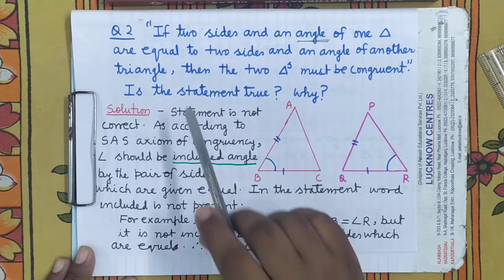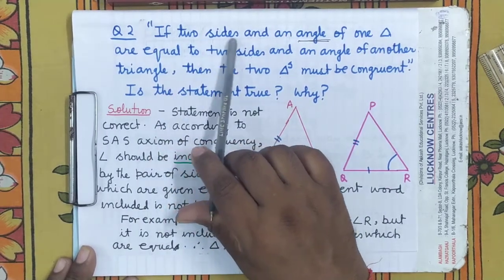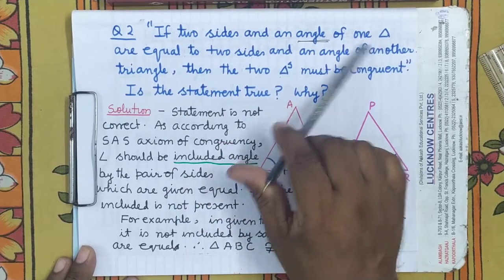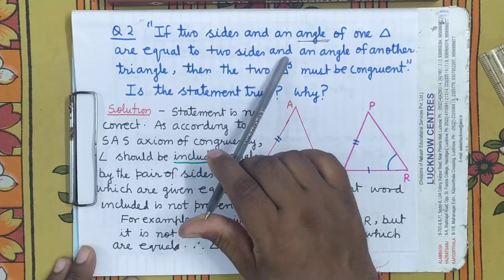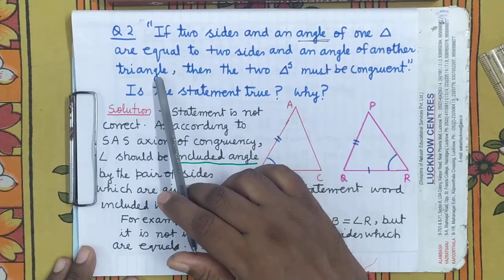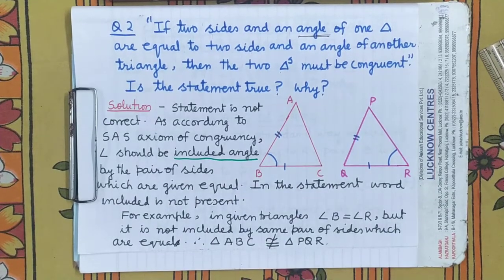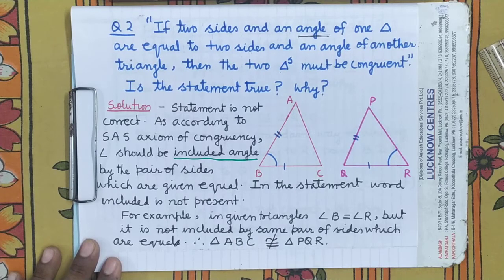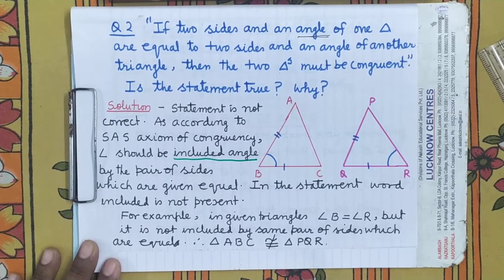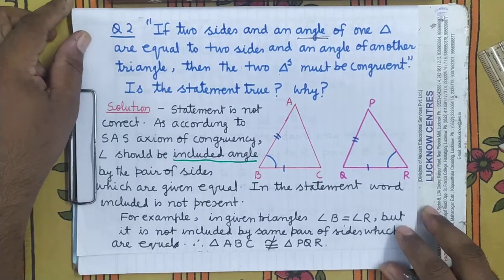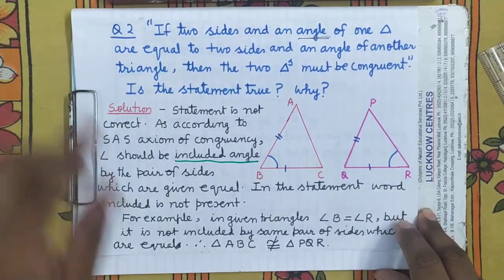If in place of this it is written, "If two sides and the included angle of one triangle are equal to two sides and the included angle of the other triangle, then the two triangles must be congruent," then it will be correct. Is it clear? So this statement is not correct because the term "included" is not given. Now this is question number 2.